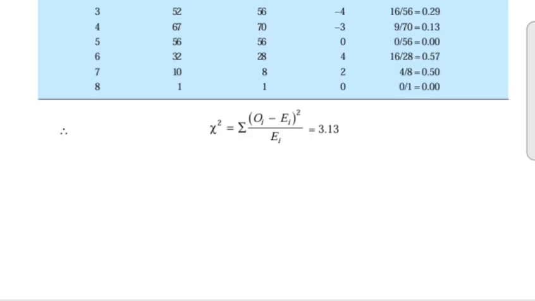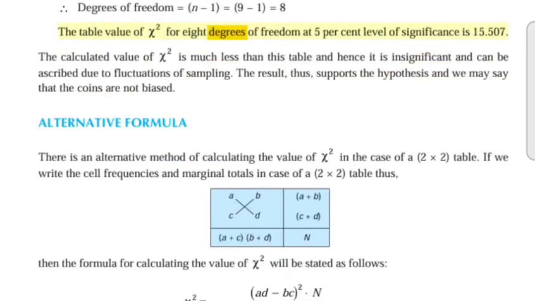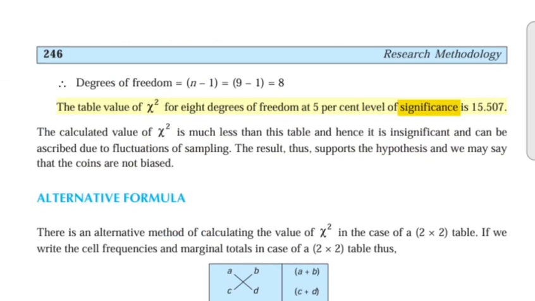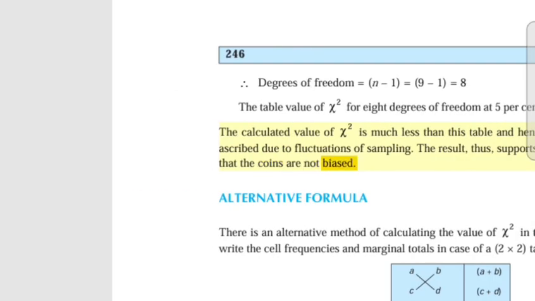Therefore, degrees of freedom equals N-1 equals 9-1 equals 8. The table value of chi-square for 8 degrees of freedom at 5% level of significance is 15.507. The calculated value of chi-square is much less than this table value and hence it is insignificant and can be ascribed to fluctuations of sampling. The result, thus, supports the hypothesis and we may say that the coins are not biased.